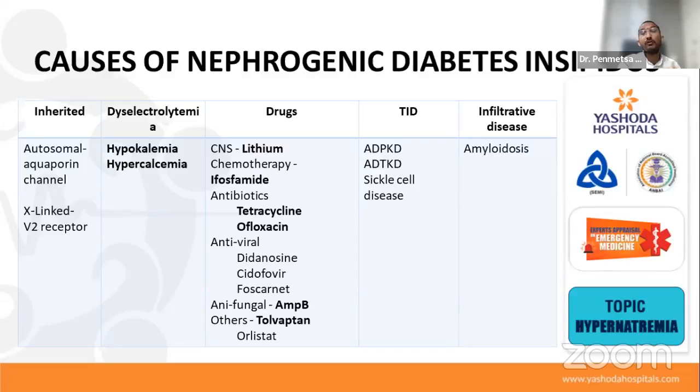So how do you approach a patient with hypernatremia? You look at the clinical background, you know that these are the group of patients who are prone to hypernatremia. And then you look at the setup, you look at what drugs the patient is using. Has he had a history of any diarrhea?